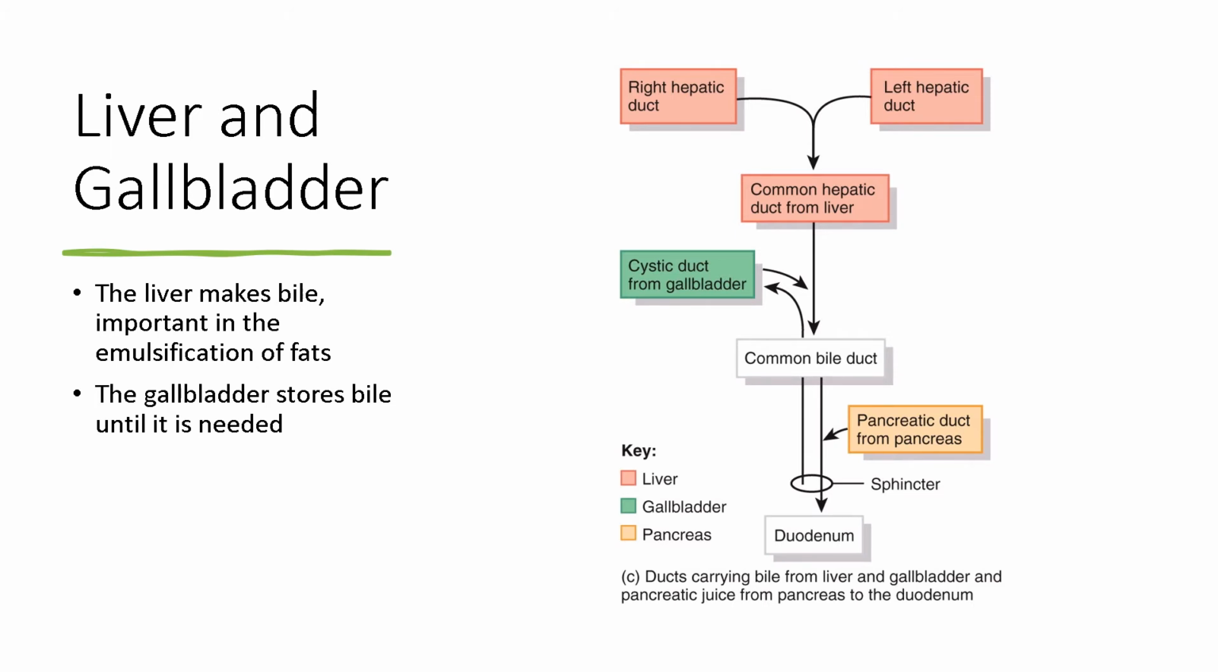Now, the liver makes bile. And then it sends that bile to the gallbladder for storage. So the gallbladder will store the bile where the liver makes the bile. Now, bile is very, very important for the emulsification of fats.